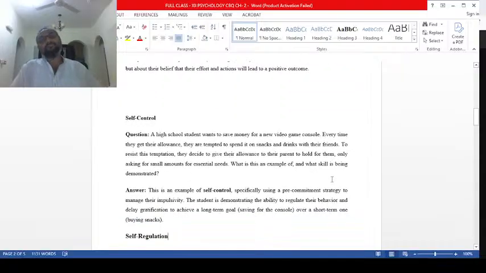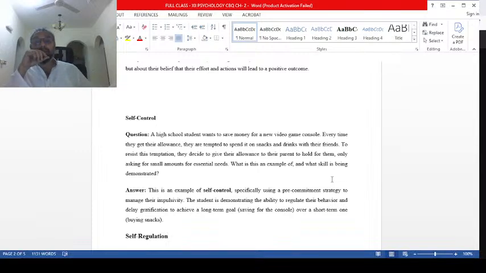Look into the next question with regard to self control. A high school student wants to save money for a new video game console. Every time they get their allowance, they are tempted to spend it on snacks and drinks with their friends. To resist this temptation, they decide to give their allowance to their parent to hold for them, only asking for small amounts for essential needs.